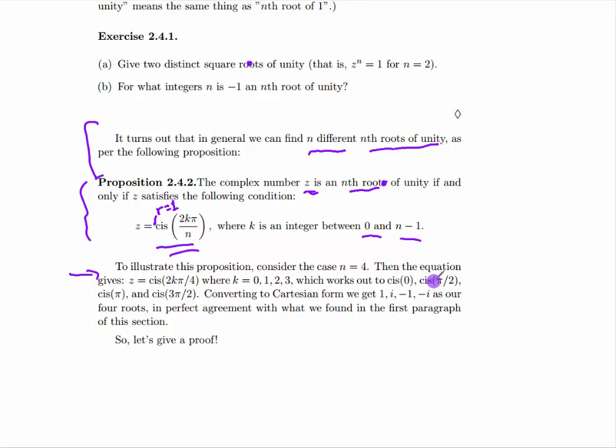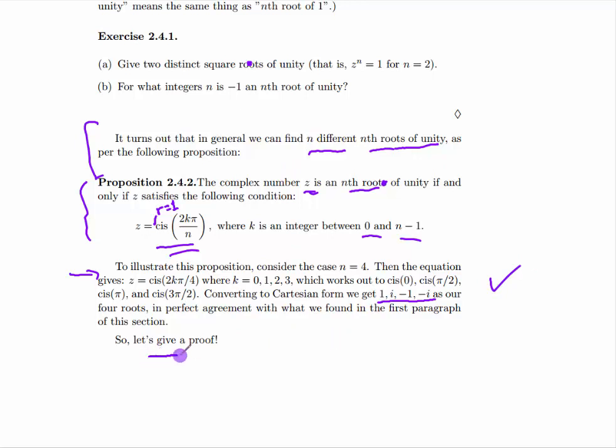So if we plug these values in turn into this equation, you get cis of 0. If I put k equals 1, I get cis pi over 2. Put k equal 2, I get cis pi. Put k equal 3, I get cis 3 pi over 2. Work that out yourself. We convert that to Cartesian form. Remember that cis of theta is equal to cos theta plus i sine theta. If you work that out, you actually get these 4 numbers, 1, i, minus 1, minus i, which agrees with the result that we got up here. So it looks like we're in good shape.